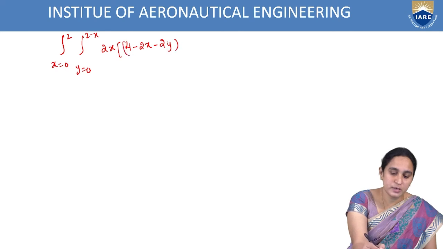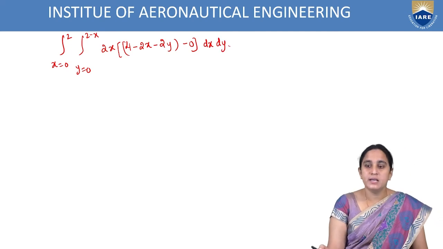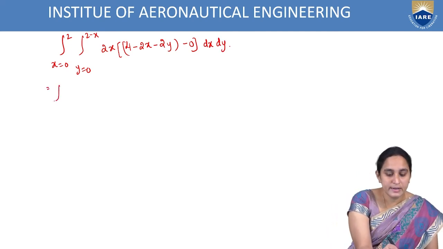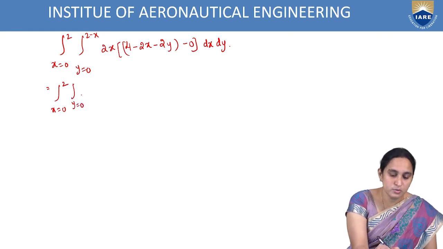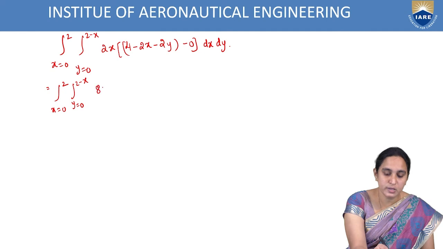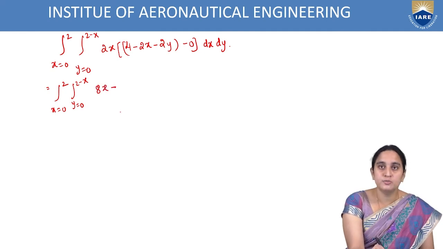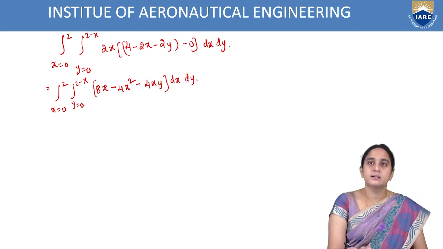And if you are substituting the lower point, that is 0, into the integration with respect to x and y, that is dx dy. Now the integral of x is from 0 to 2 and y is from 0 to 2 minus x. I'm multiplying inside the brackets with 2x, that is 8x, 2x into 4, 8x, minus 2x into 2x, 4x square, minus 2x into 2y, that is 4xy, into dx dy.